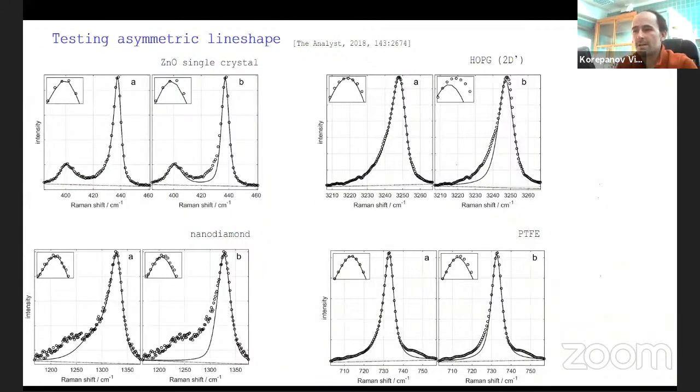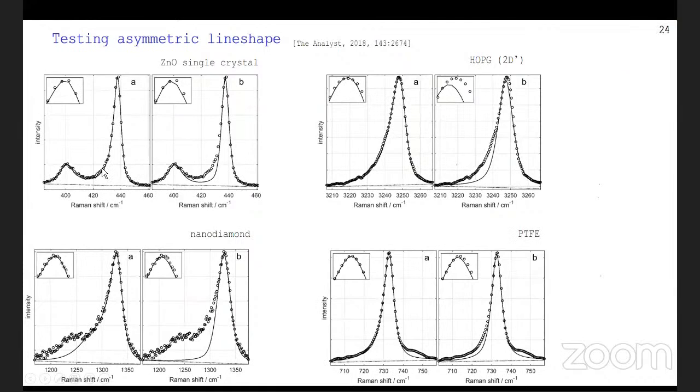So coming to the comparison with the experiment, here you see several spectra. Actually, there are many spectra tested, but several very important examples are here. I mentioned zinc oxide already when I talked about the phonons in it. In zinc oxide, we have a symmetric line at 438. On the left, you can see how this line is described with asymmetric functions, and on the right with symmetric functions. You can see that it is much better, of course, with the asymmetric functions.